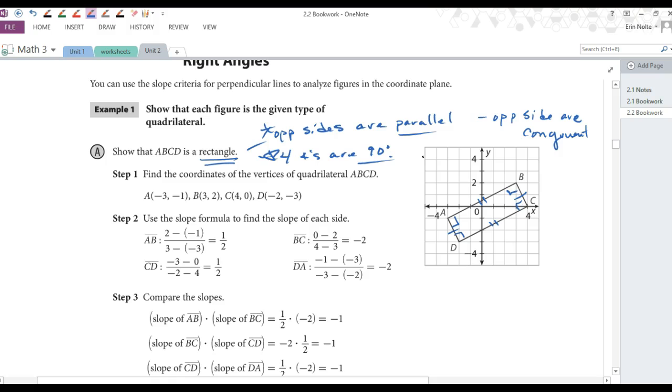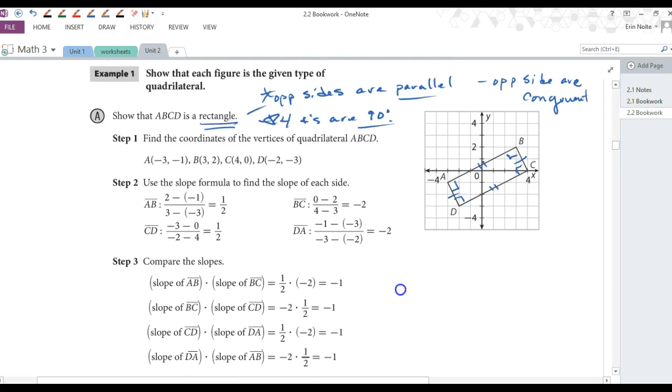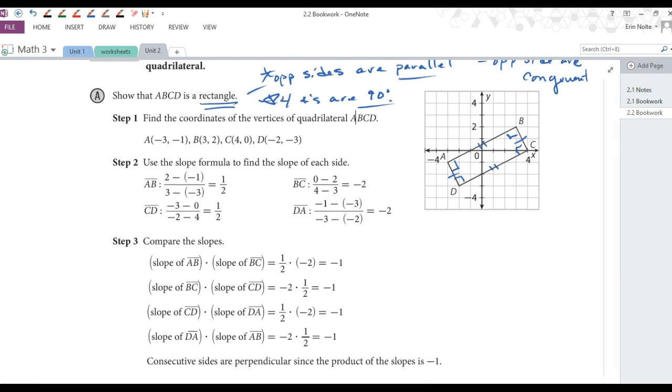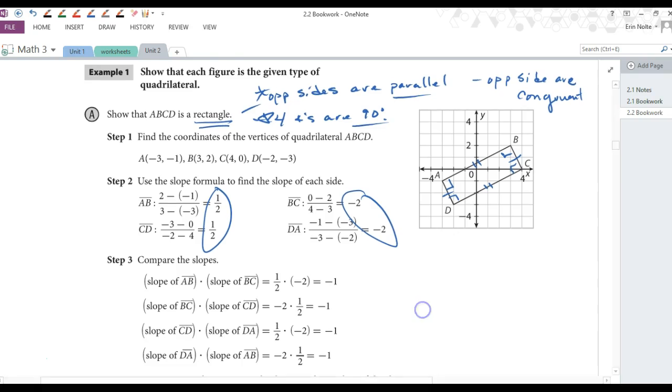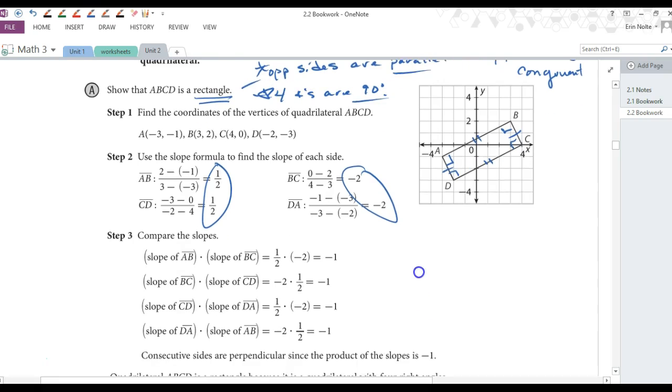All right, so they are going to take you through and prove that this is in fact a rectangle given 4 points. I'm not going to go through this whole example for you, just the quick details. They initially find the slope from A to B to be 1/2, and the slope from C to D to be 1/2. So these two are the same, so opposite sides are parallel. BC and AD are also parallel. That proves the first thing, opposite sides are parallel.